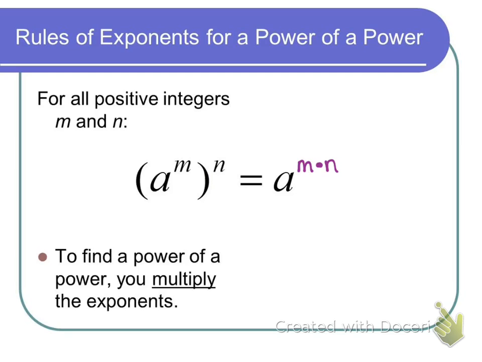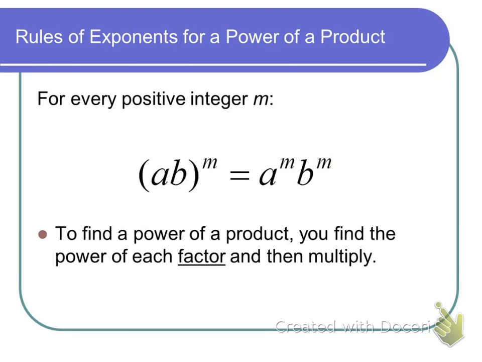So an exponent raised to another exponent, we multiply. Our next rule is for the power of a product. Product means what? What operation are we doing if we're finding a product? Multiplication. Okay, so this is if you're taking a multiplication problem and raising it to a power.